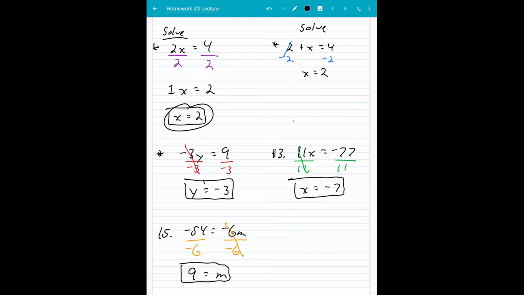Yes, all the other ones had the variable on the left side of the equation, but 9 equals m is the same thing as saying m equals 9. They mean the same exact thing. All right, so that's how you solve problems where they're whole numbers.